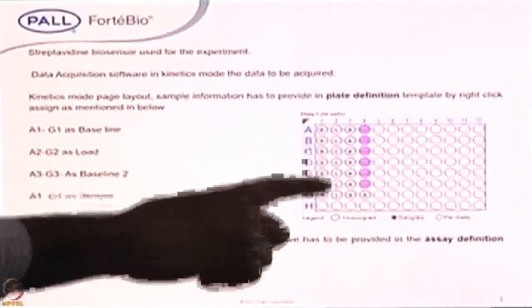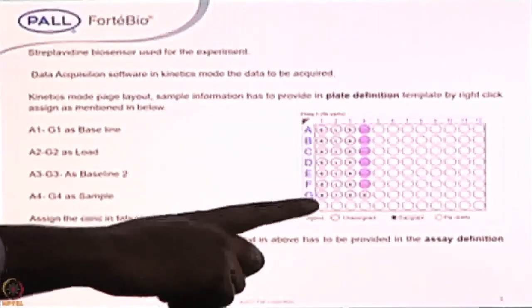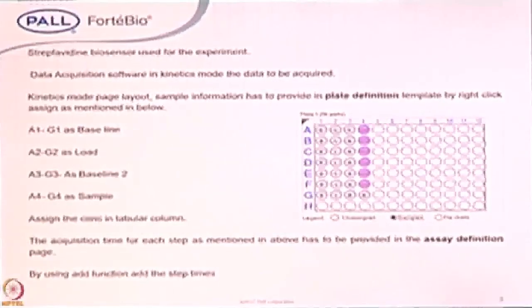I will put the first column in the 96 well plate here. The buffer is the SD buffer, the sample diluent, and in the second column I will put the biotinylated protein A as a ligand, and in the third column once again I put a buffer. The buffer here is the SD buffer, the sample diluent buffer, which consists of PBS, pH 7.4, as well as Tween 20, 0.02%, and 0.1% BSA.